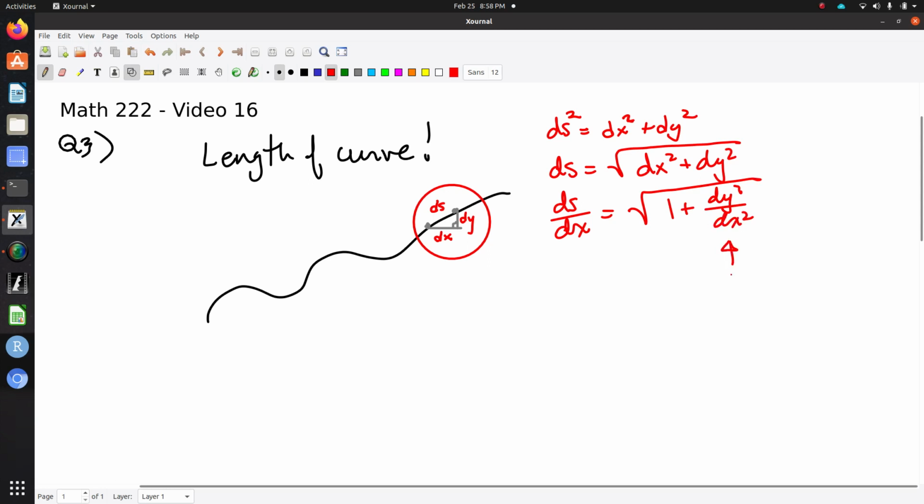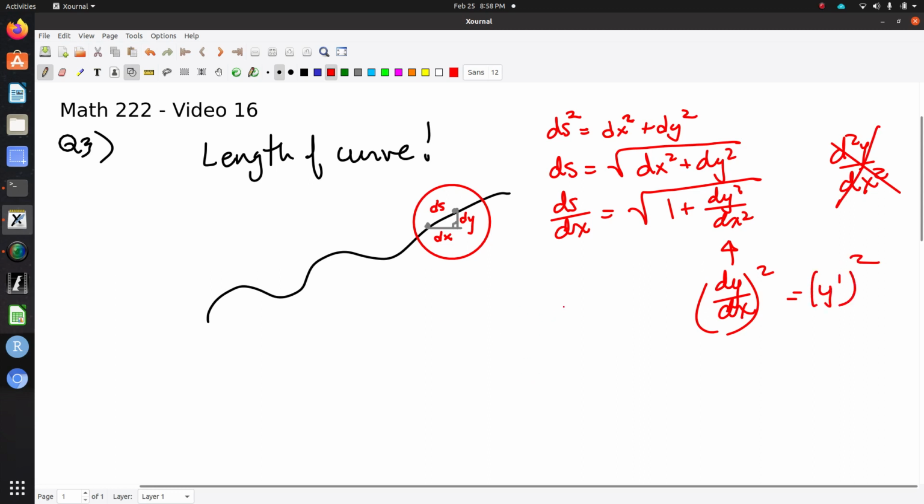And what would you know? This is like dy over dx squared. Notice I did not write d squared y over dx squared. That would be the second derivative. That's not what I wrote. I wrote dy squared over dx squared, which is just the derivative squared.